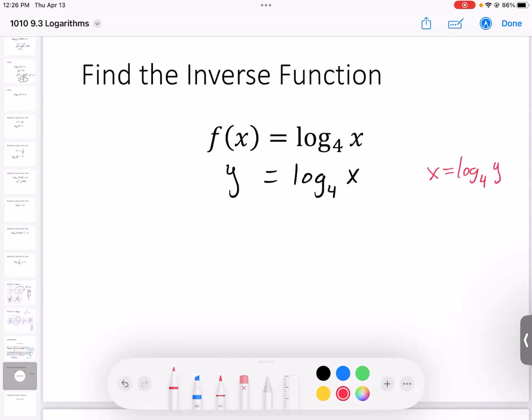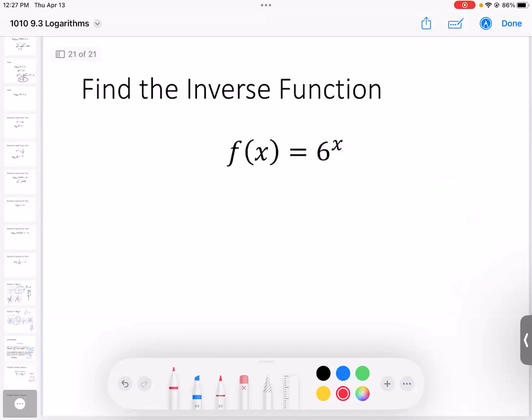And if I want to solve for y, get y by itself, the way that we do that is we write this in exponential form. Because if I write 4 raised to an exponent of x, that gets y by itself. Does that make sense in how we do that? So the inverse function of f, which we write like this, is going to equal 4 to the x power. So let's do one more example of that, and then I'll let you guys get started on your homework.